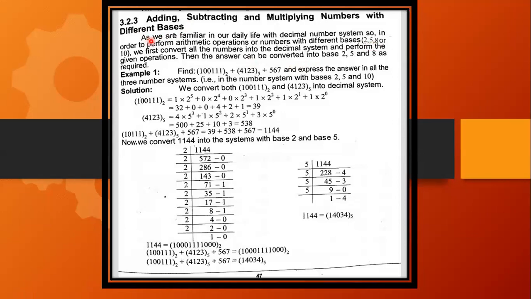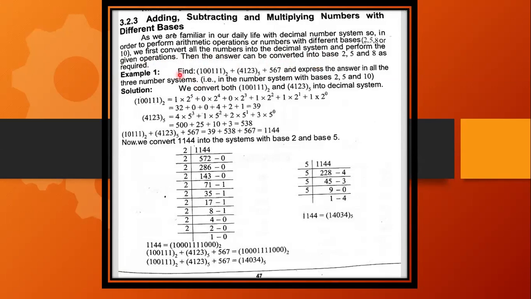As we are familiar in our daily life with the decimal number system, in order to perform arithmetic operations on numbers with different bases like 2, 5, 8, or 10, first of all, we convert all the numbers into the decimal system and perform the given operations. How many operations do we have in total? We deal with 4 operations: addition, subtraction, multiplication, and division. Then the answer can be converted to the base that would be asked in the question.